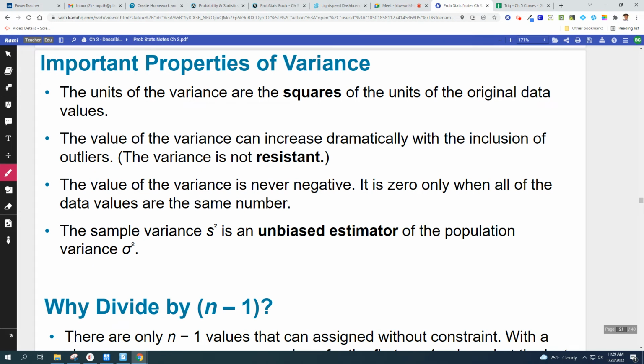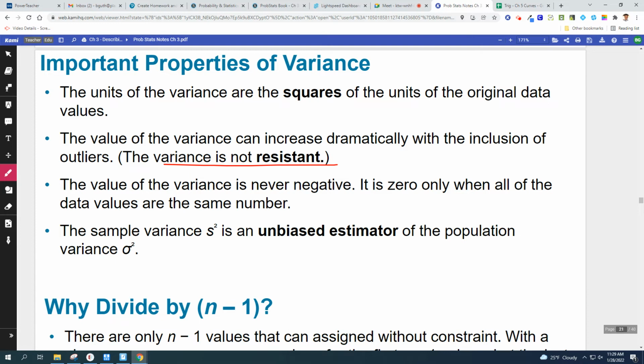Important properties of variance. The units of the variance are the squares of the units of the original data values. So instead of inches, it'd be inches squared. Feet squared. And that should make sense because you're going to end up taking the square root of that. Square root of inches squared gets us back to inches. The value of the variance can increase dramatically with the inclusion of outliers. Here's this term again, not resistant. Not resistant means that outliers mess up the numbers. The value of the variance is never negative. It is 0 only when all of the data values are the same number.